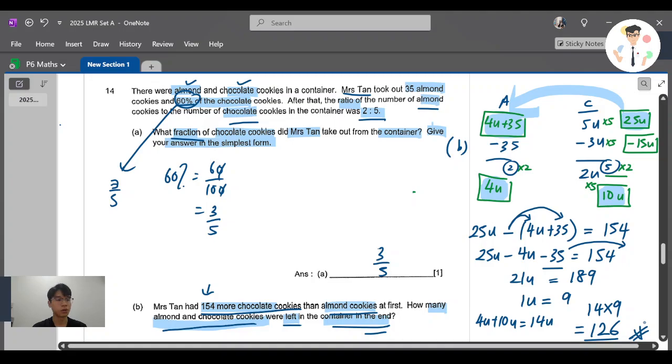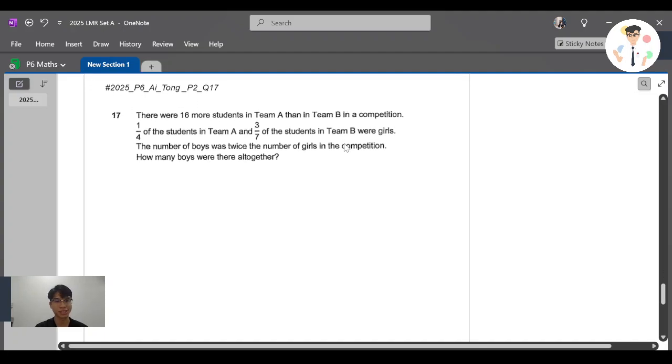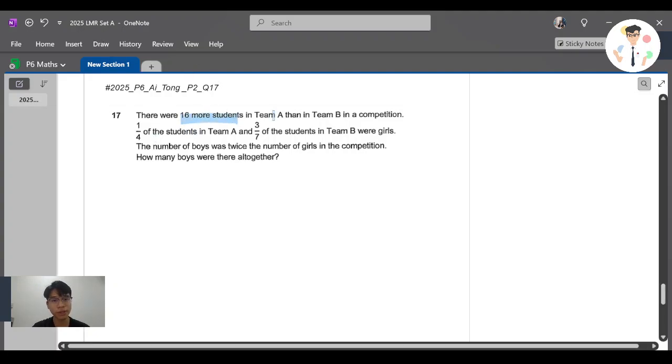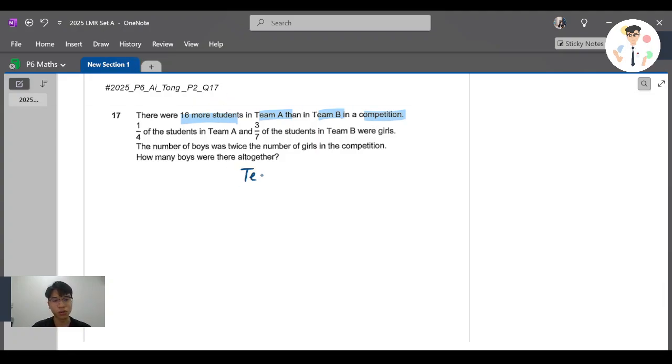The last question that we are discussing in this set A is from ITONG paper 2 question 17. It says there were 16 more students in team A than in team B in a competition. Let's try to draw the model. You know I like to draw models side by side, so it's easy for me to compare. So I'll just draw like this. This is 16.